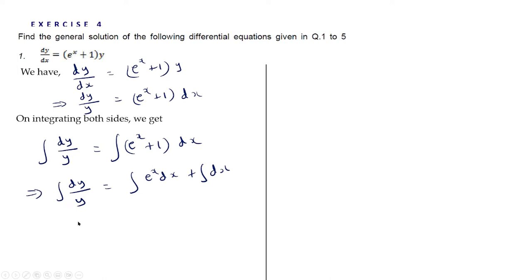Now we are familiar with the results of integration. Integral dy by y is nothing but it is log mod y, equal to integral e raised to x dx is e raised to x, integral dx is x, plus C. So this is the general solution for this differential equation.